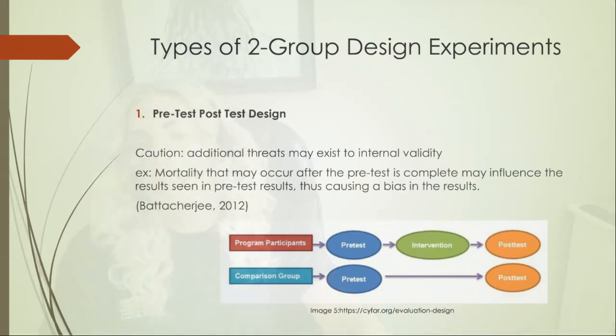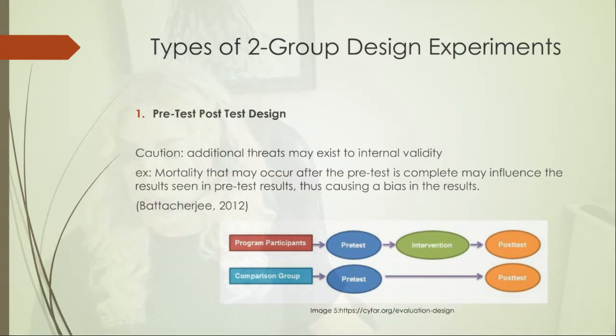So the types of two-group experimental designs, there's the pre-test, post-test design. So again, additional threats may exist to the internal validity of this. So we see at the bottom here, I really liked this image. You see the program participants in the comparison group, so your treatment and control group. You are pre-test measured as your baseline. You are administering the intervention or the treatment to the experimental group. And then both groups are post-tested as well at the end to measure the differences.